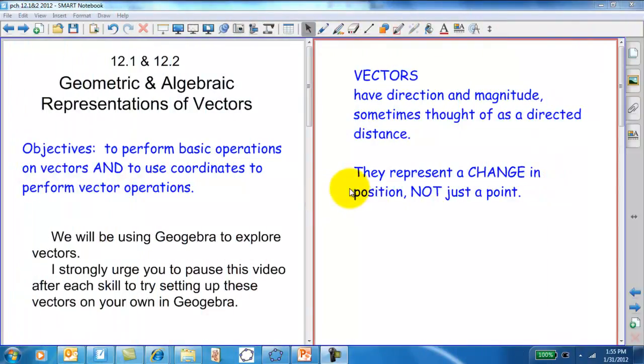Welcome pre-calc honors students to 12.1 and 12.2, a combined section where I'm going to show you both the geometry and algebra of representations of vectors. The objectives are to perform basic operations on vectors and also use coordinates to perform vector operations.